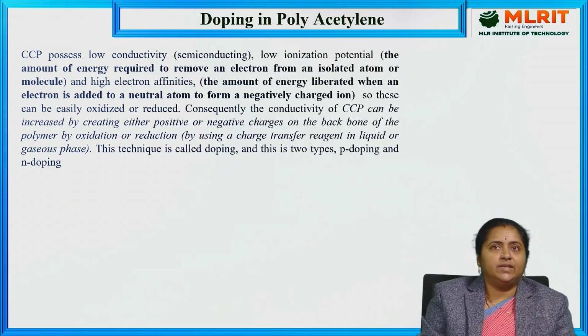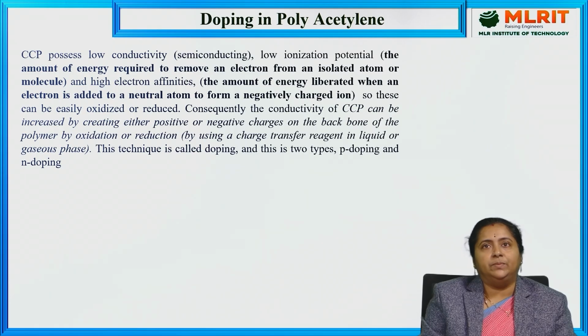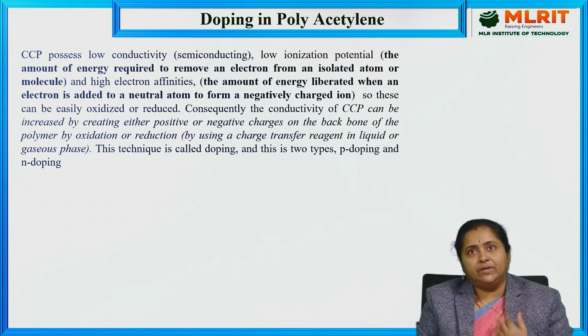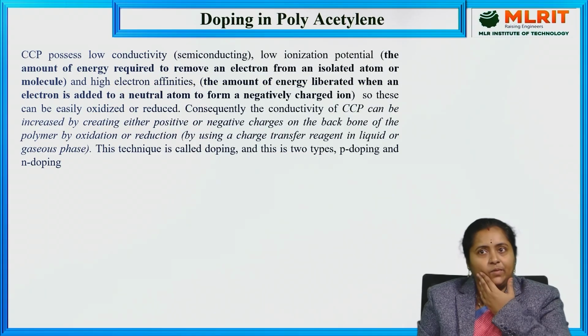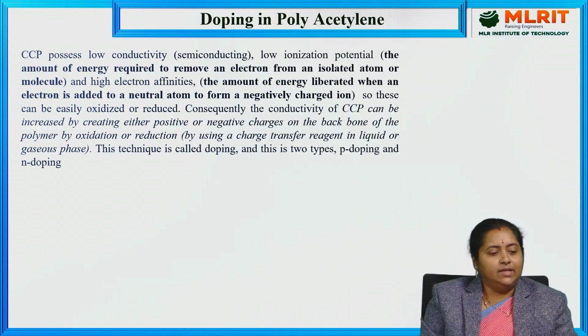Coming to the second type of ICPs, that is doped ICPs. Doped ICPs are nothing but ICPs subjected to doping. It can be done in 2 ways, P doping and N doping. Let us see how it is possible. I am going to consider the example of polyacetylene, which we are going to subject to the doping process, and as I told you, it is of 2 different types, P doping and N doping.